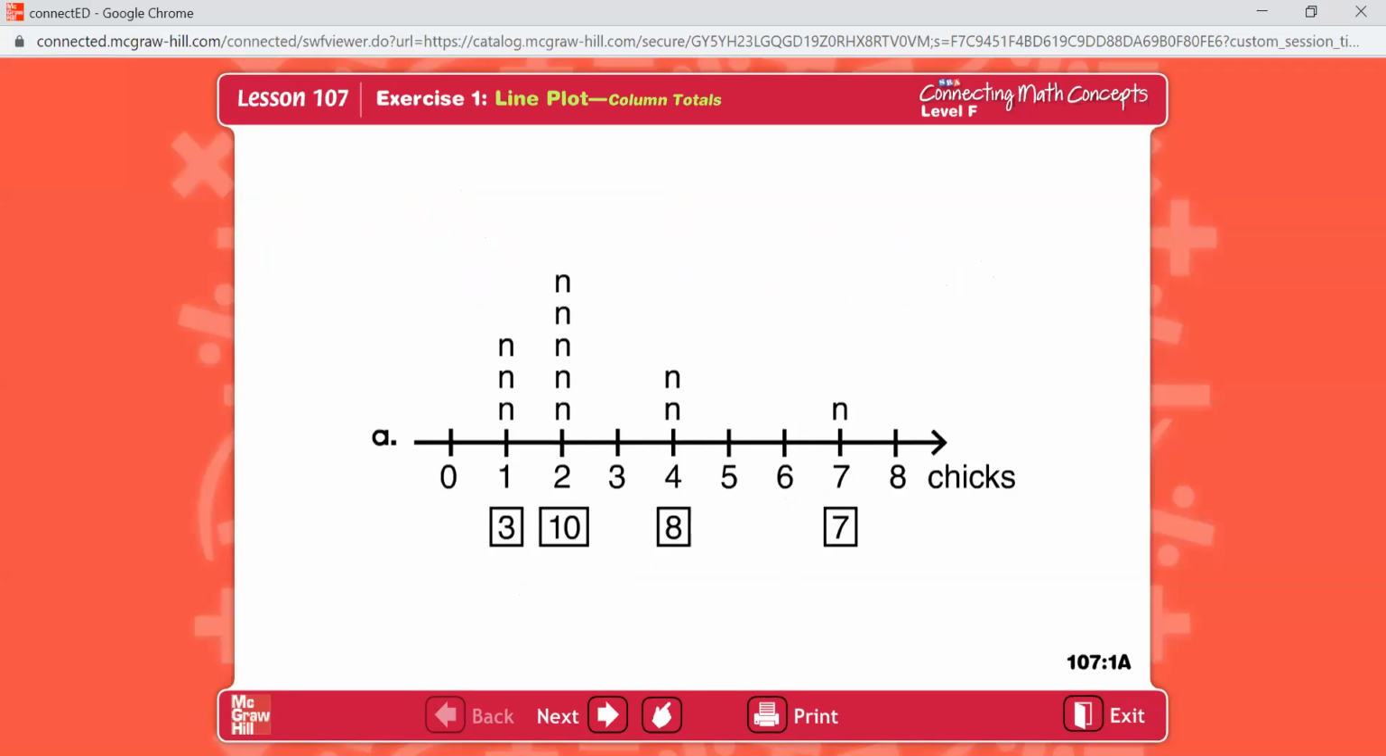Write the totals for nests in line plot B. Pause the video now to work the problem. Resume when you're ready to check your work.